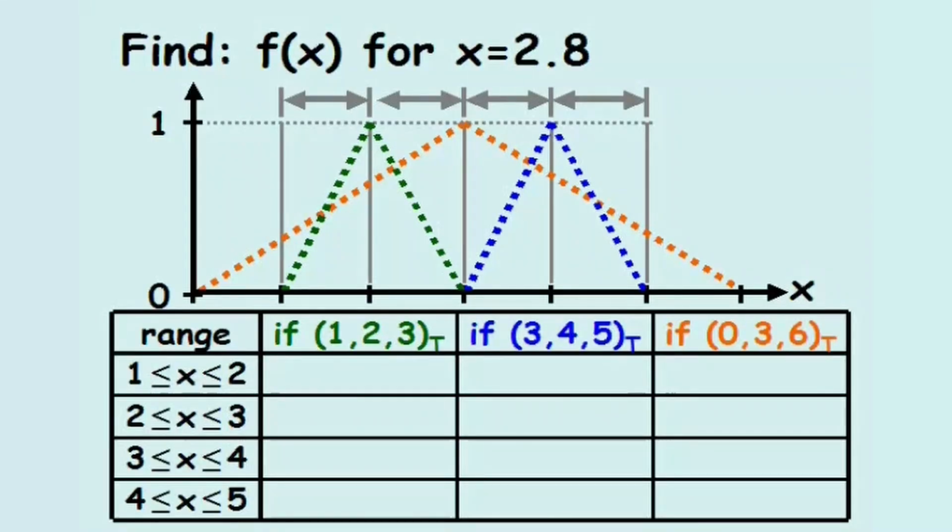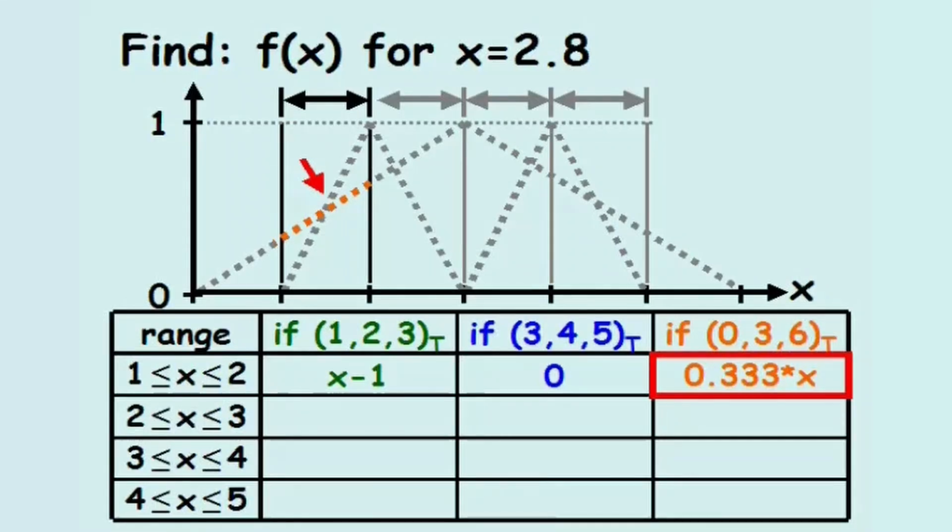If we begin in the first range, where x is at least 1 and at most 2, the degree of fulfillment for premise 1, 2, 3, t equals x minus 1. The degree of fulfillment for fuzzy number 3, 4, 5, t in this range equals 0. And the degree of fulfillment for fuzzy number 0, 3, 6, t in this range equals 0.333 times x.